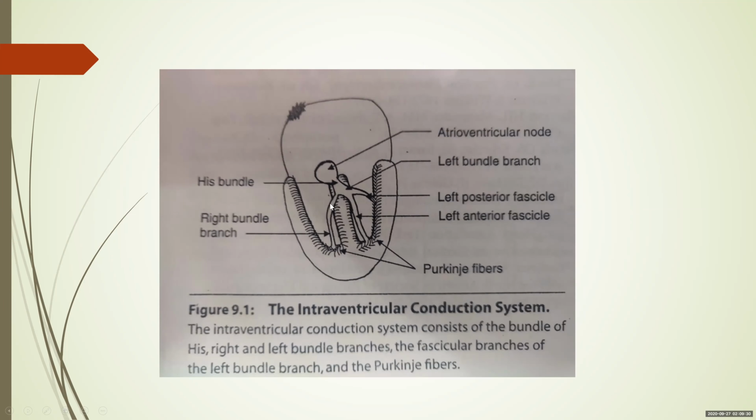The second point I would like you to remember is that the right bundle and the left anterior fascicle course on either side of the septum. So any septal pathology, for example, an anterior wall MI which involves the septum, can cause both right bundle branch block as well as left anterior fascicular block.